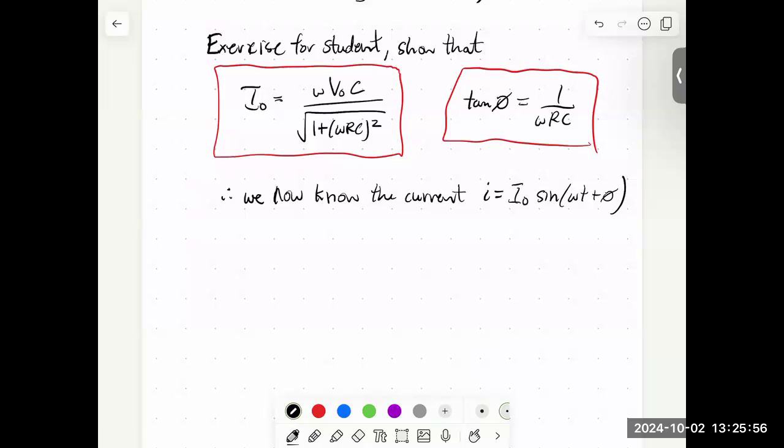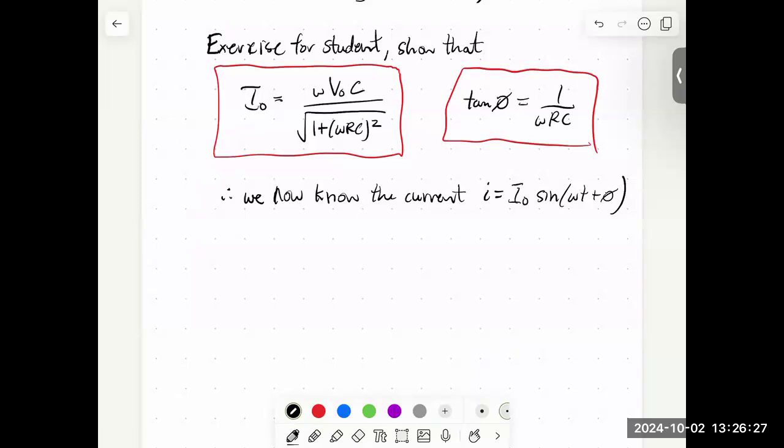Has no phase? The phase of the input is arbitrary, right? I can only measure phase differences. If I just have a sine wave, I can't tell you what the phase is. I can only tell you that if I have two sine waves, they're out of phase by a certain amount. So I can arbitrarily say my voltage has a phase of 0, and the phase of my current with respect to that voltage is going to be given by this expression.